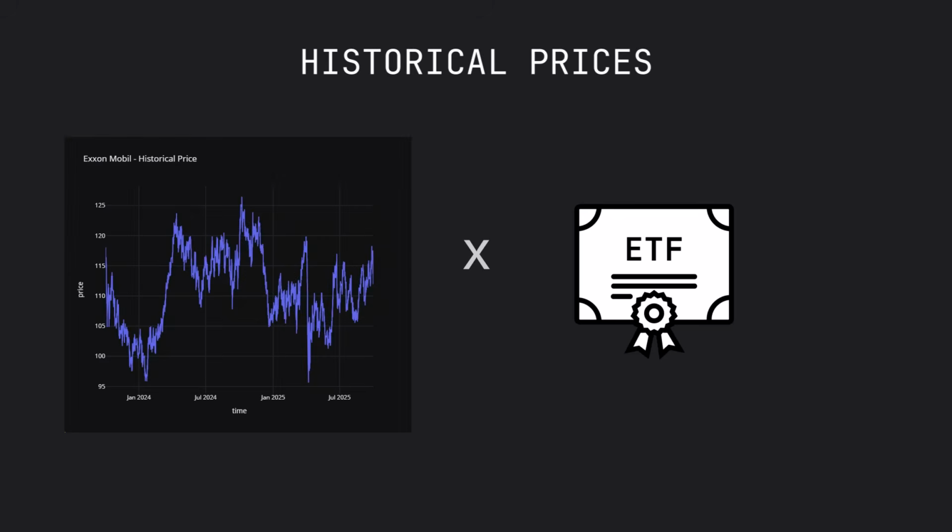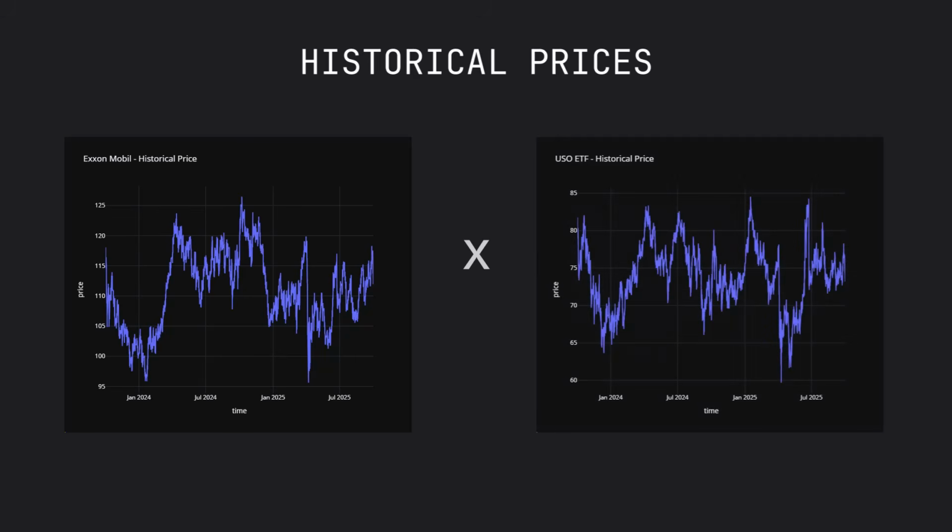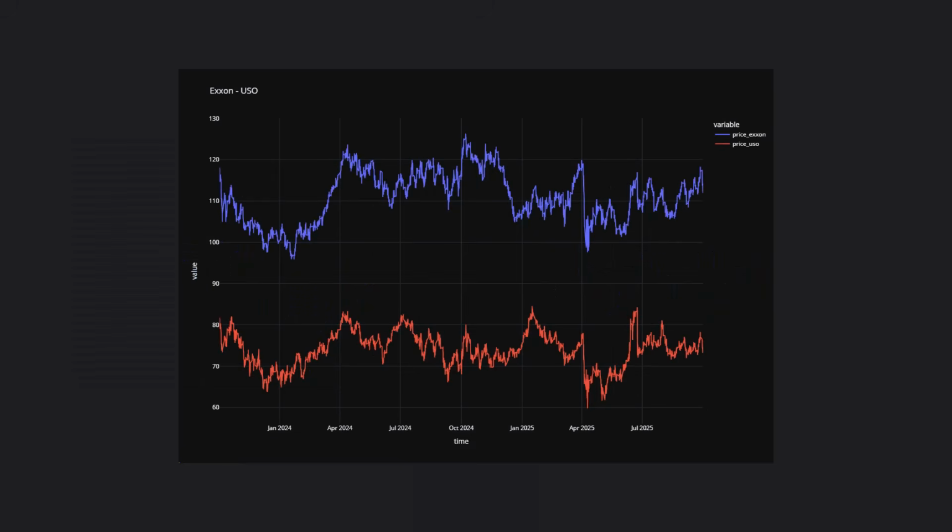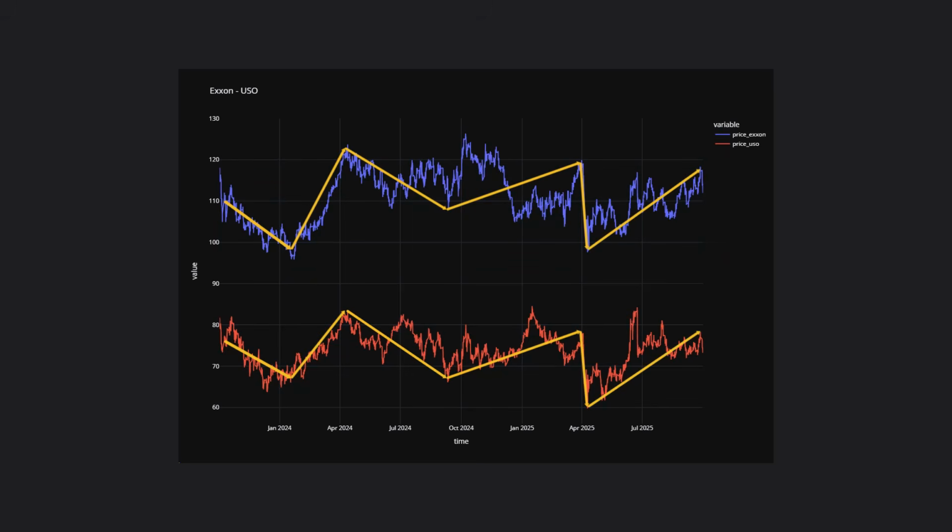On the left side, you can see the price chart of Exxon, and on the right side, you can see the price of USO for the past 2 years. Let's plot the price on the same chart and see if we can find any relation between the two assets. The blue line represents the price of Exxon, and the red line represents the price of USO. Upon visual inspection, you can see that the two assets show some correlation.